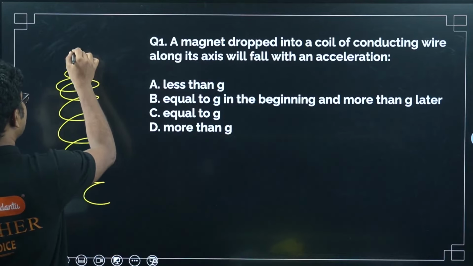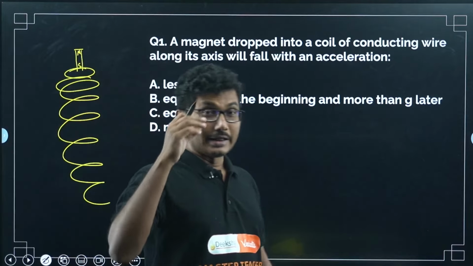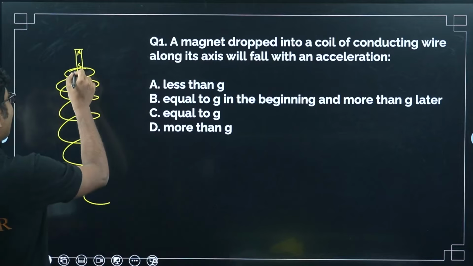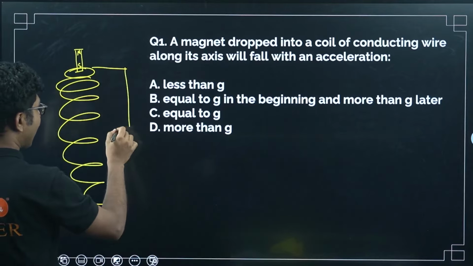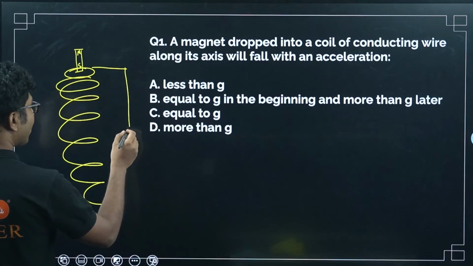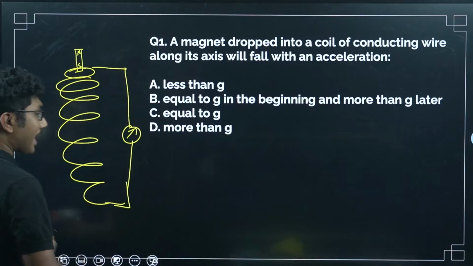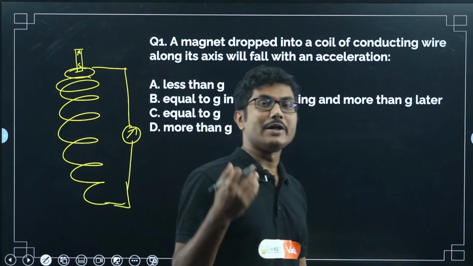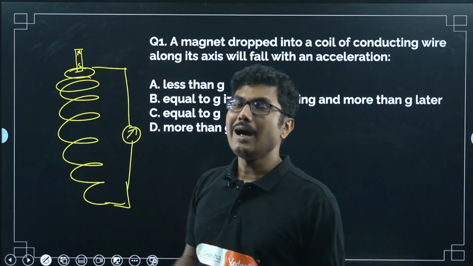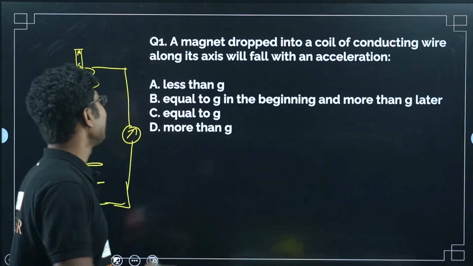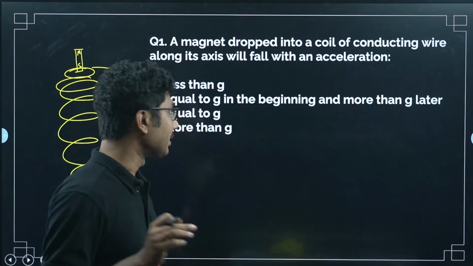then what happens is, according to Lenz's law, an electromotive force will be induced in the coil, and that will have a magnetic field of its own, and this magnetic field will try to oppose the cause of it, that is the falling magnet. So basically it will slow down the falling magnet.